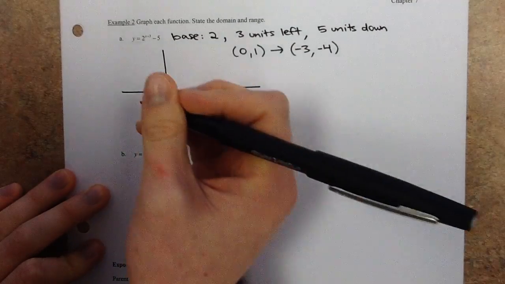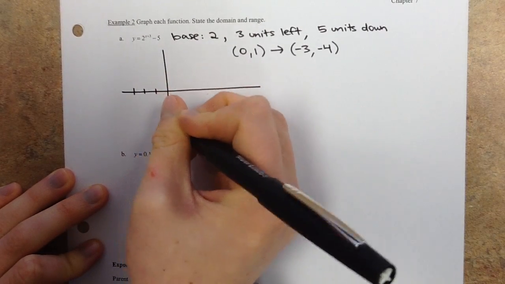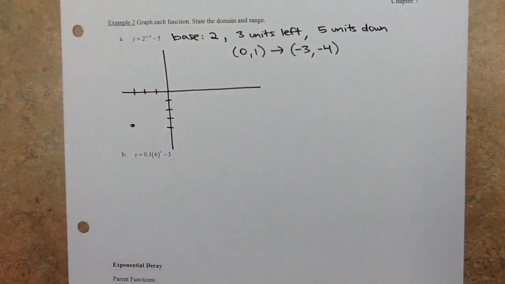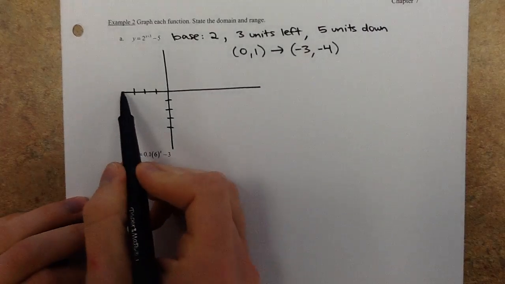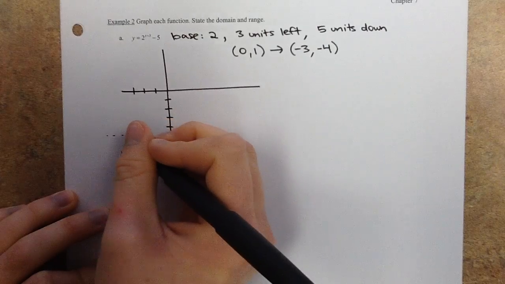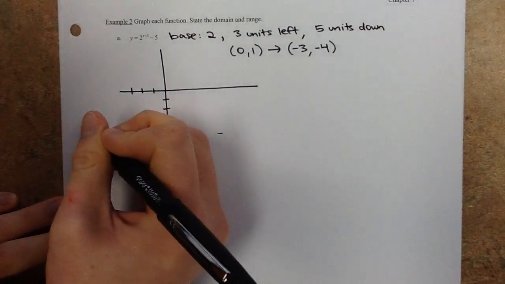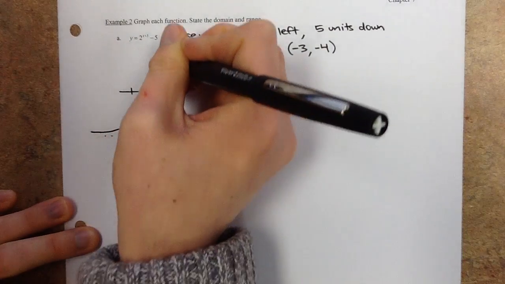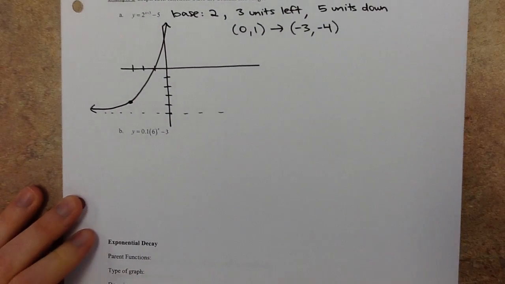Okay, so I am going to go 3 units to the left and then 5 units down, which lands me right here. Okay, and then what happens, the x-axis used to be my asymptote. Now my asymptote is actually going to be 5 units down. All right, so I'm just going to throw in a little dotted line. All right, and then it's going to look like this. Drags along that, goes to this point, and then it shoots up pretty quickly. All right, so it's going to look something like that.